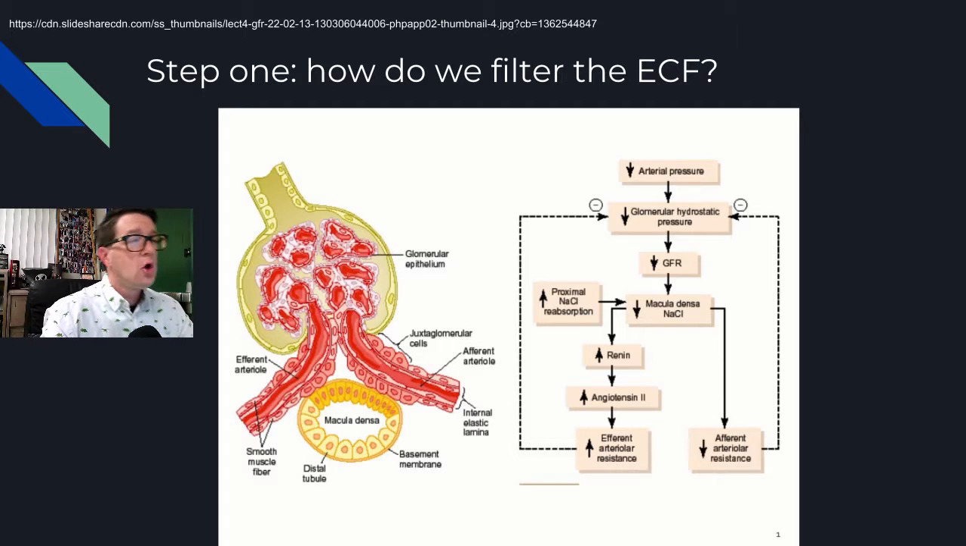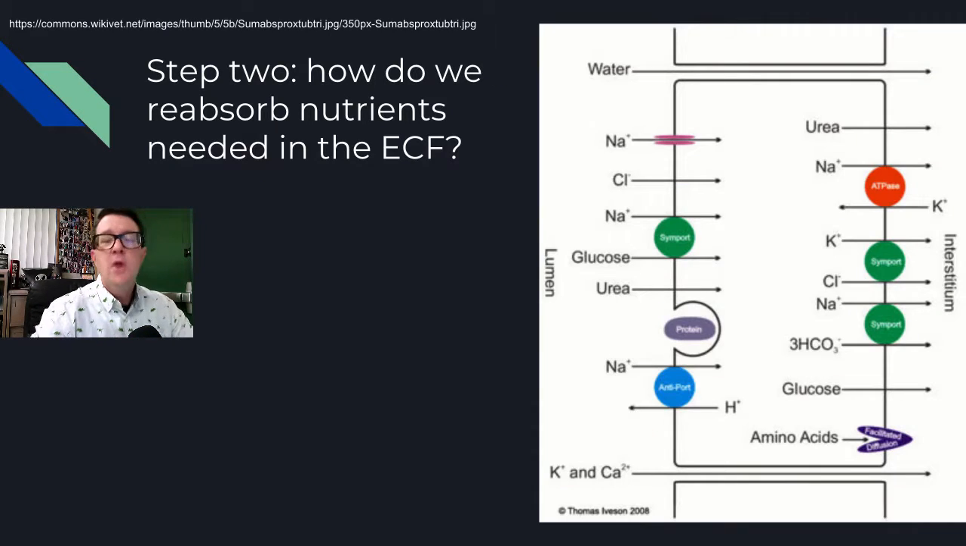So step one, we build up pressure inside the glomerulus using the two arterioles, and the result is we have such a great pressure that we shove everything out smaller than a protein. Step two, what we need to do is look and see, well, what do we want to keep? So this is going to be within the proximal convoluted tubule, and we're going to use active transport in order to pull back whatever substances we are going to say, yeah, that's an important thing to keep, we should probably hold on to it.